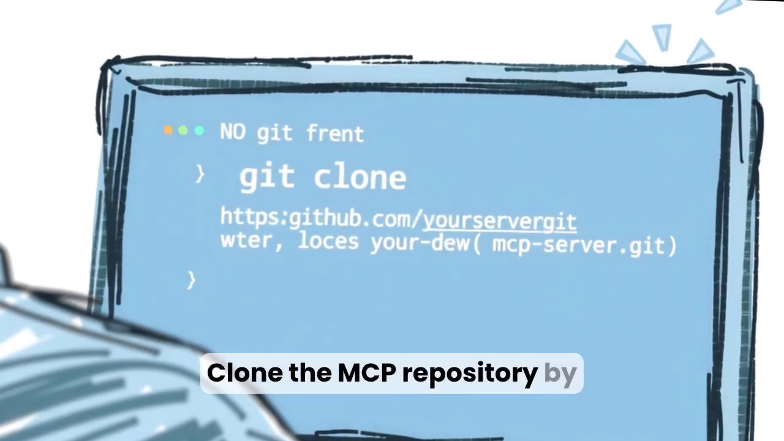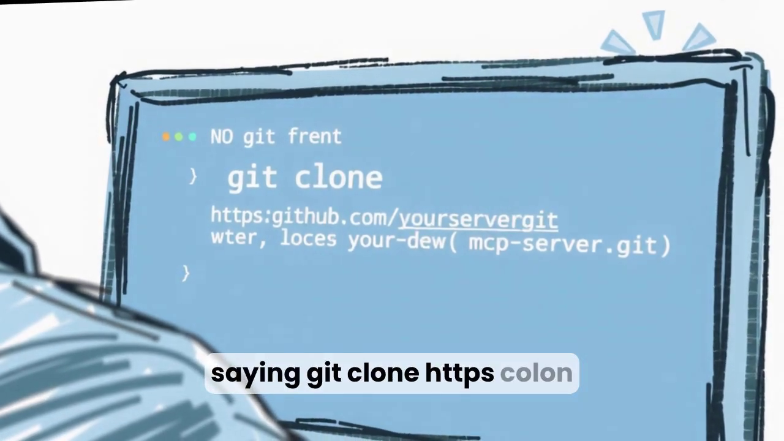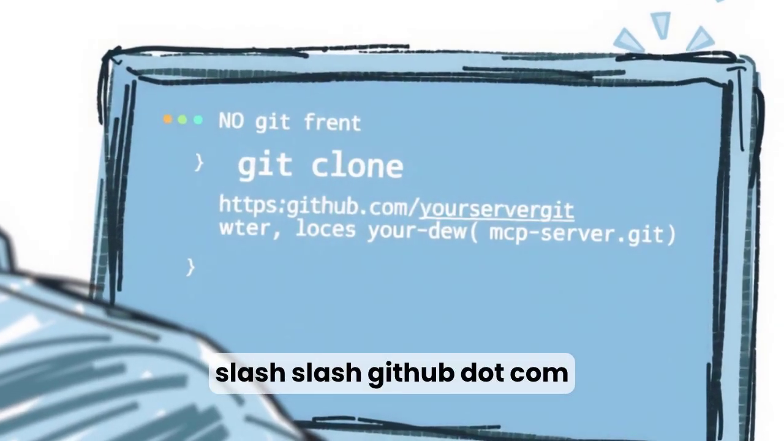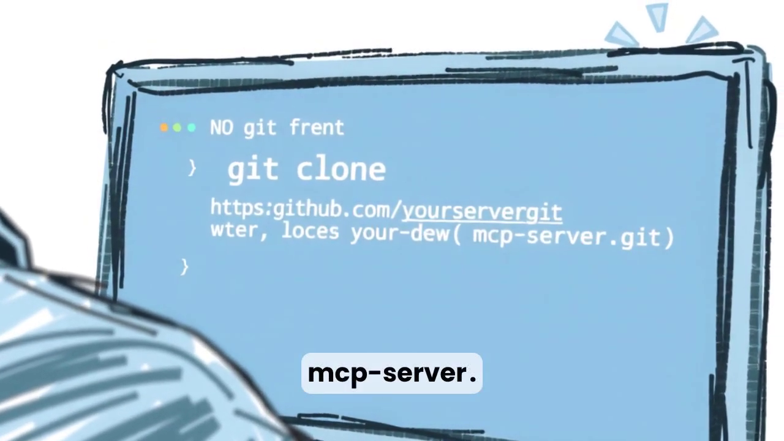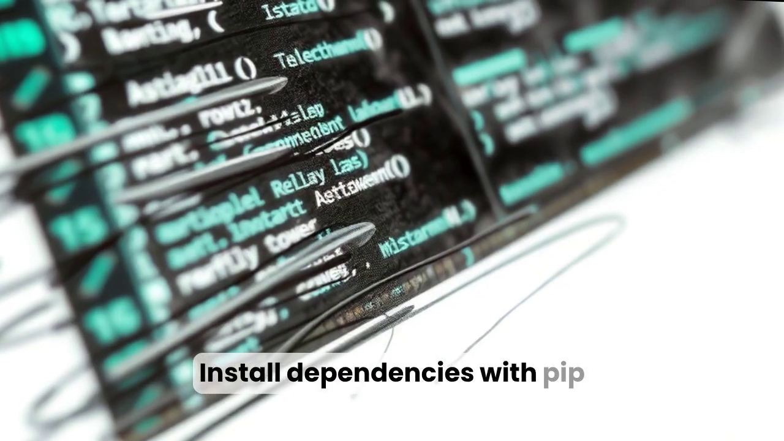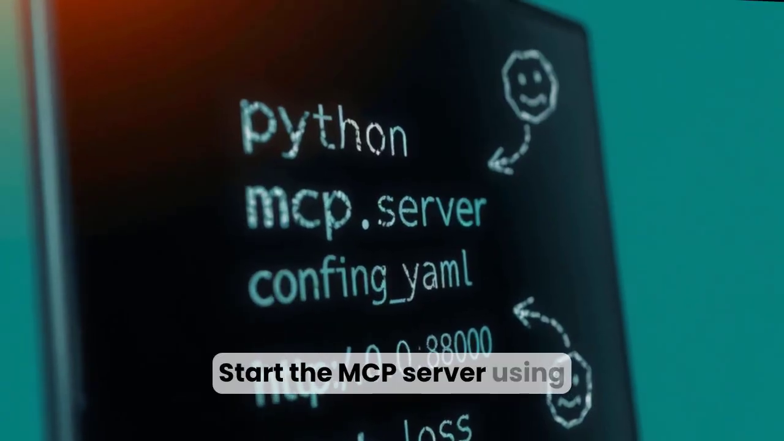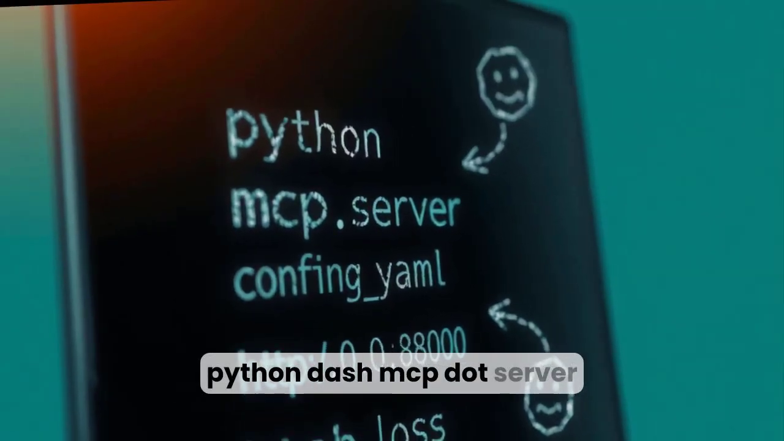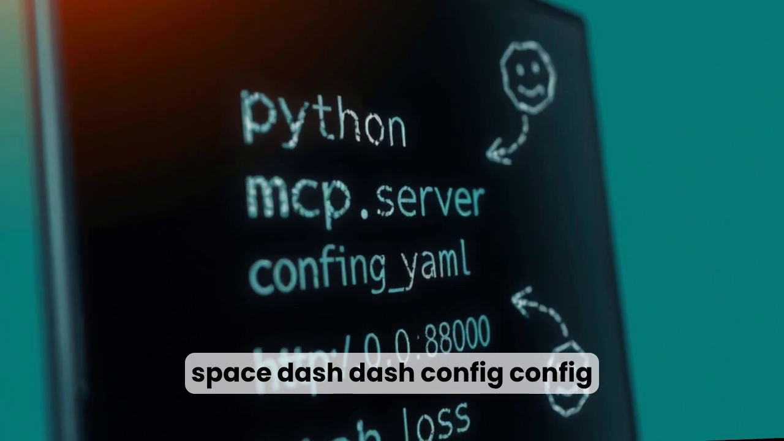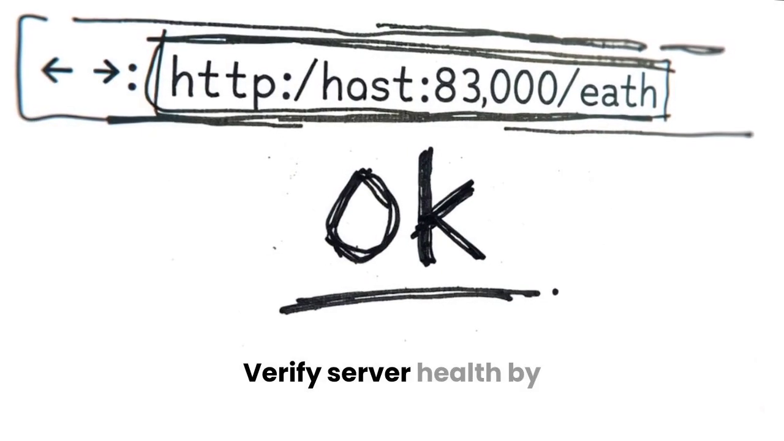Clone the MCP repository by saying git clone https://github.com/yourorg/mcpserver.git. Install dependencies with pip install -r requirements.txt. Start the MCP server using python -m mcp.server --config config.yaml.